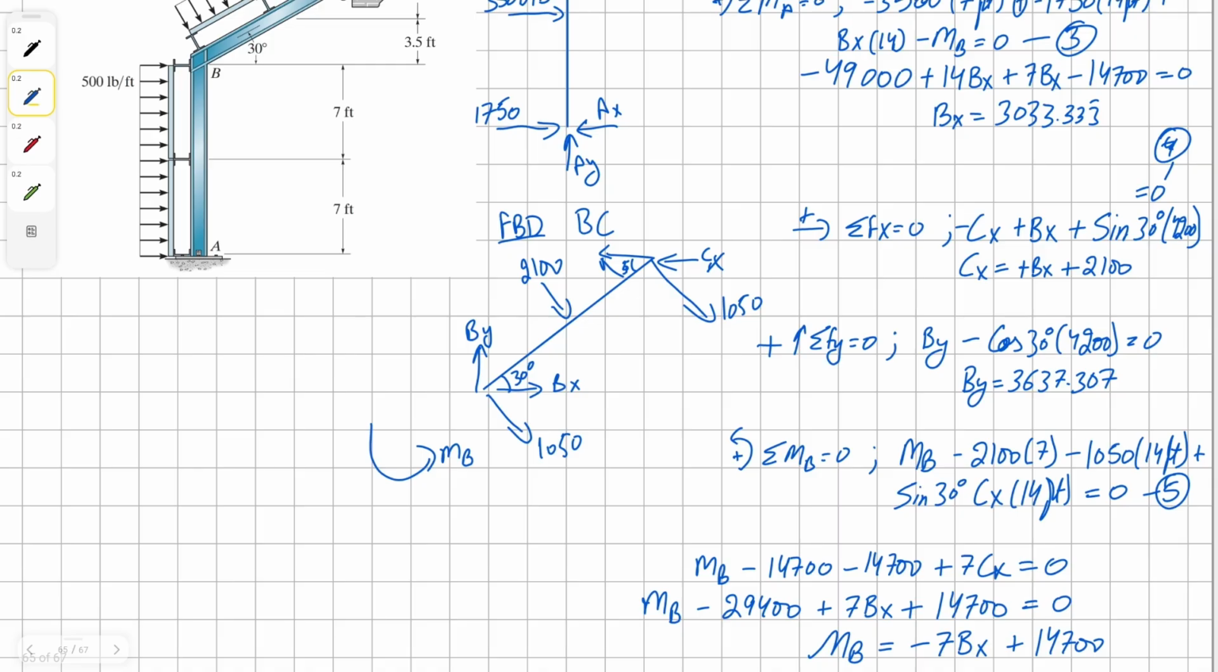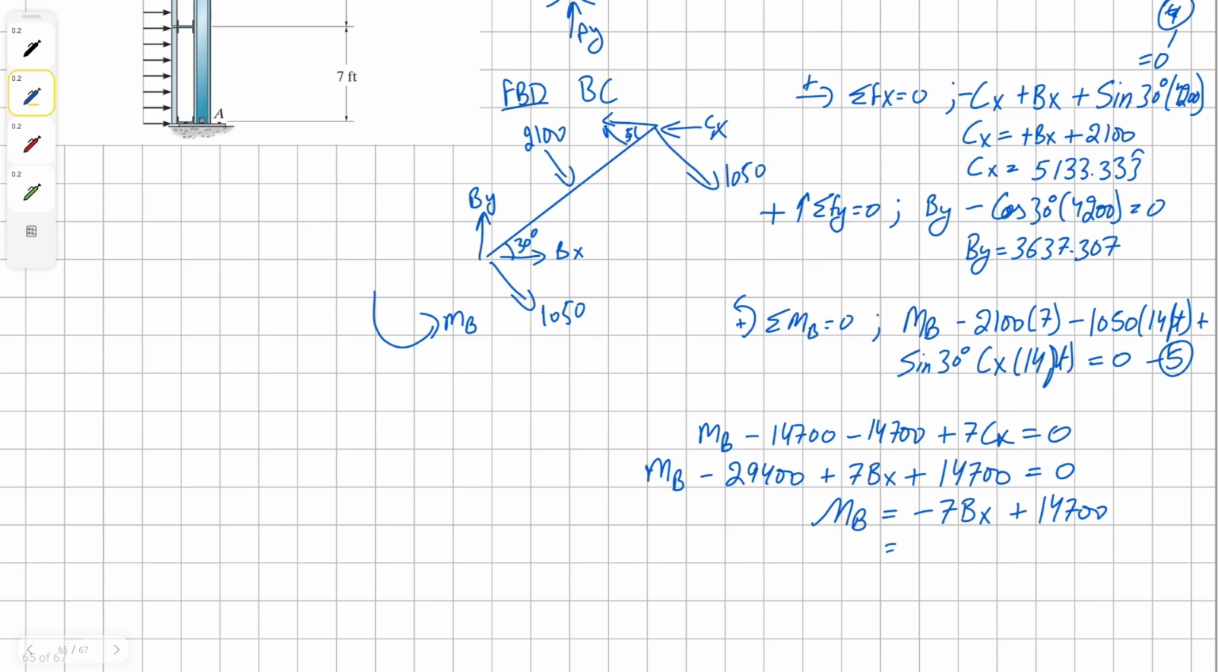Now that we have value of the Bx, we can plug the value of the Bx into our equation 4. And we're going to have our value of the Cx, which comes up to be 5133.333. And now we can also plug the value of the Bx into our equation 5 to find our moment B. Well, this is going to be 3033.333 times negative 7 plus 14,700 gives us negative 6533.333 continuous.